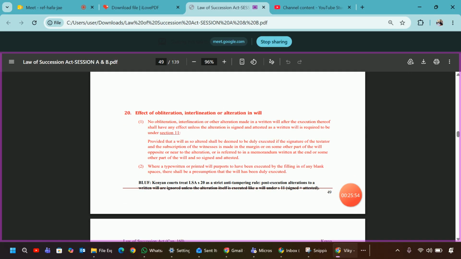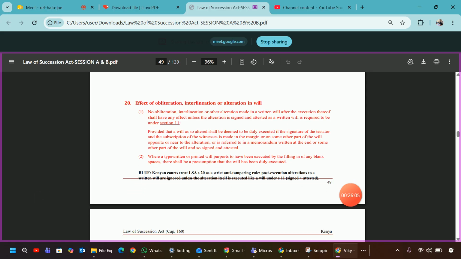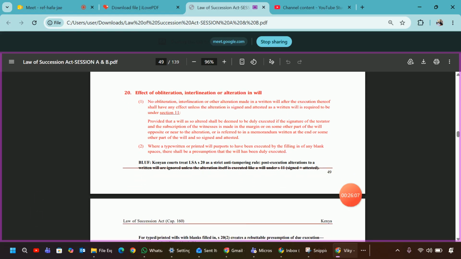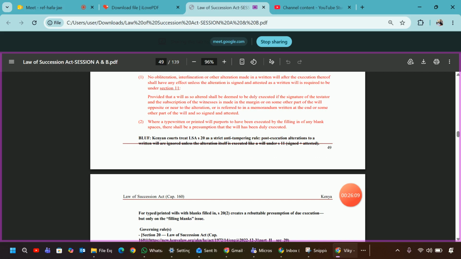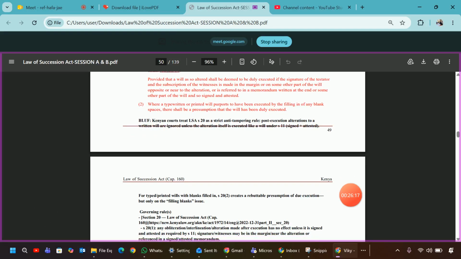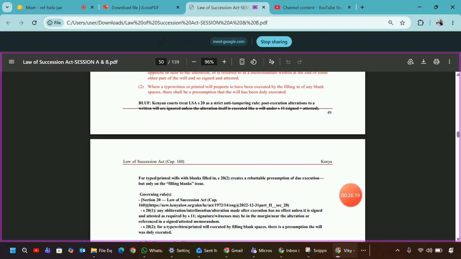Then Section 20, we have the effect of obliteration, interlineation, or alteration in a will. So basically, how have courts interpreted Section 20? Kenyan courts treat Section 20 as a strict anti-tampering rule. Post-execution alterations to a written will are ignored unless the alteration itself is executed like a will under Section 11, where it was signed and attested.